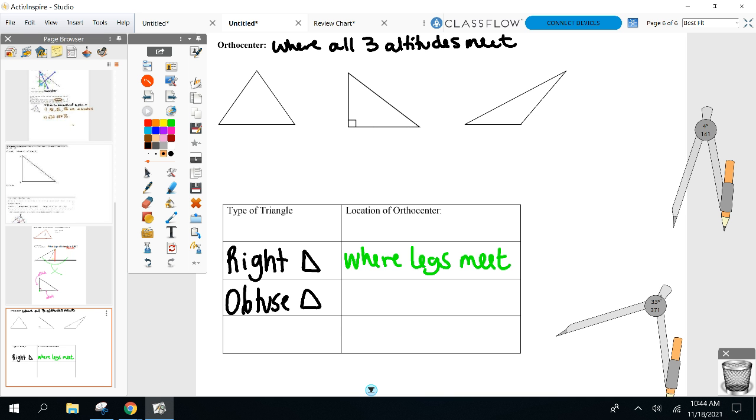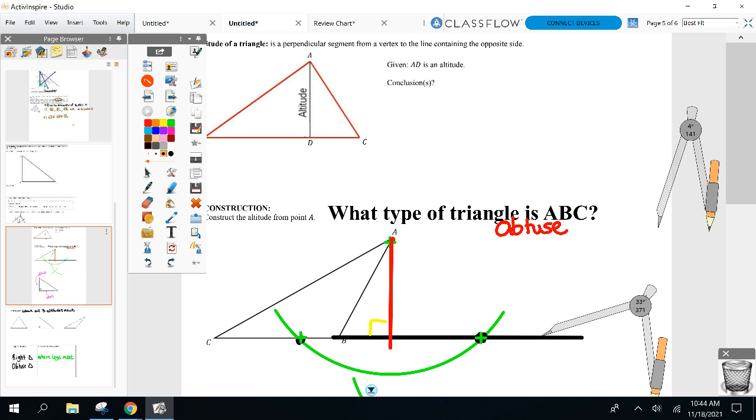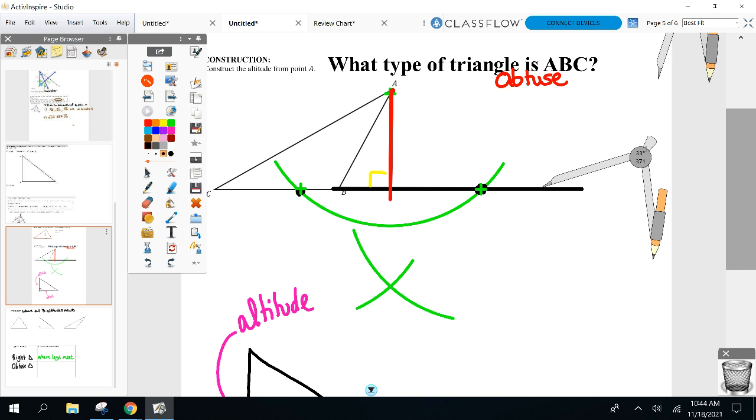Where would the orthocenter be located on an obtuse triangle? And I'm not looking for specifics here, like exactly where, but where's at least one of the altitudes? So where does the orthocenter have to be? Does that make sense? If one of the altitudes is outside, somewhere on that altitude is the orthocenter. It's got to be outside. Yep.